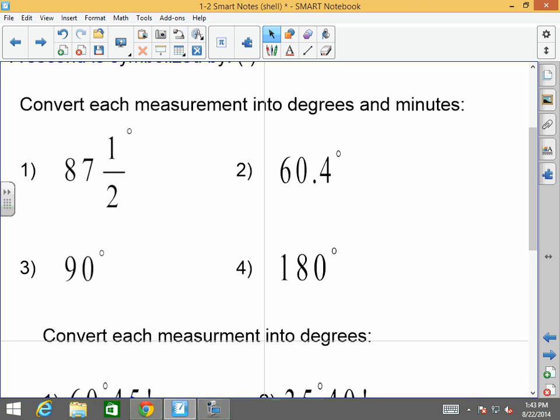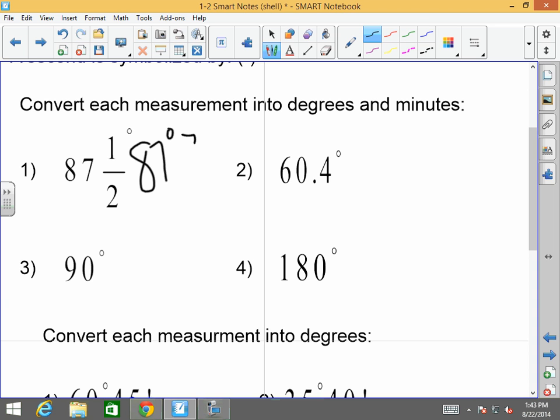87.5 degrees is not 87.3 degrees. Okay? I made a very big error there, and I'm sorry. I'm going to relax. It's 87 degrees and 30 minutes. I truly apologize. I've got to focus. Okay, sorry about that. So for number 2, 60.4 degrees, we're looking at 60 degrees and 24 minutes, because 0.4 of a degree is the same thing as saying 24 minutes.